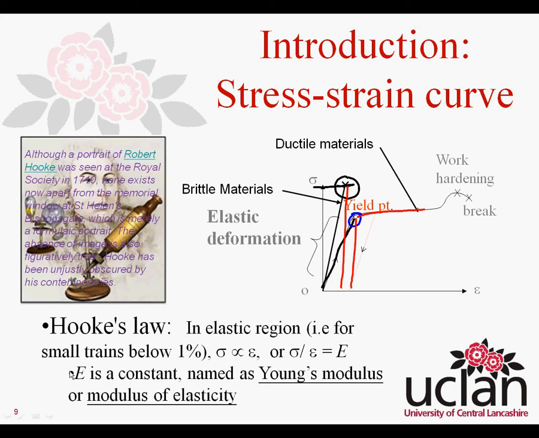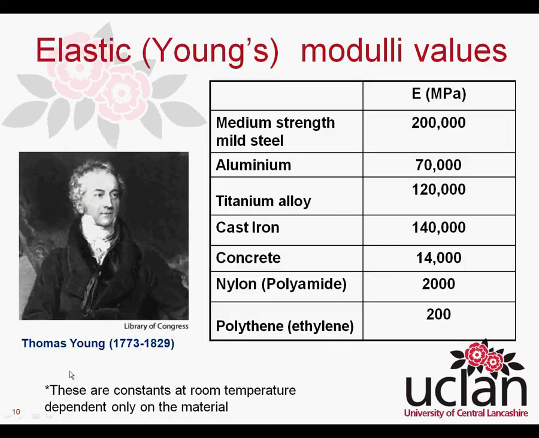We use E for the elastic modulus, which is also called the Young's modulus, after Young, who discovered this property. It is a property of the material under consideration. That is to say, just like the yield strength, the elastic modulus, again usually measured in megapascals, is a quantity of the material and actually gives a measure of the stiffness of the specific material. So for instance, medium strength mild steel has a stiffness of 200,000 megapascals, and so on.